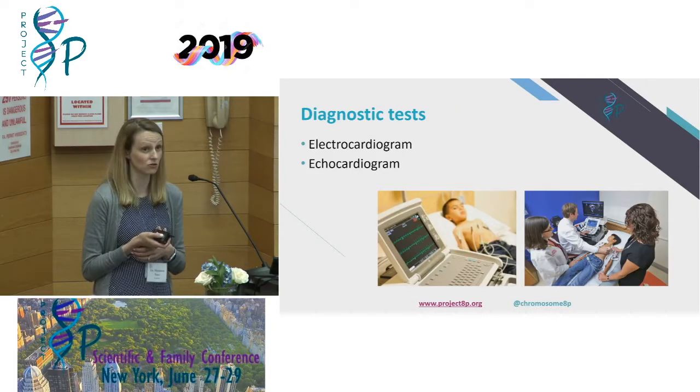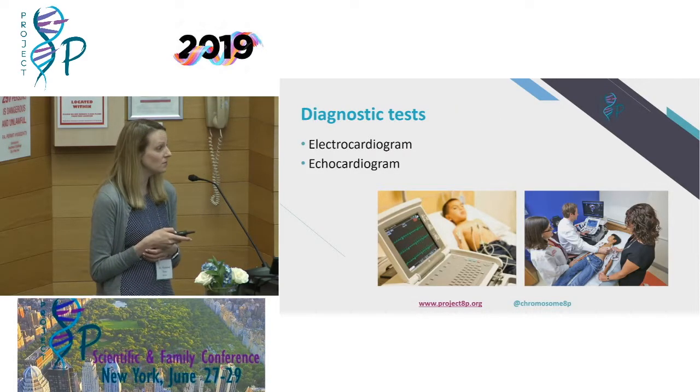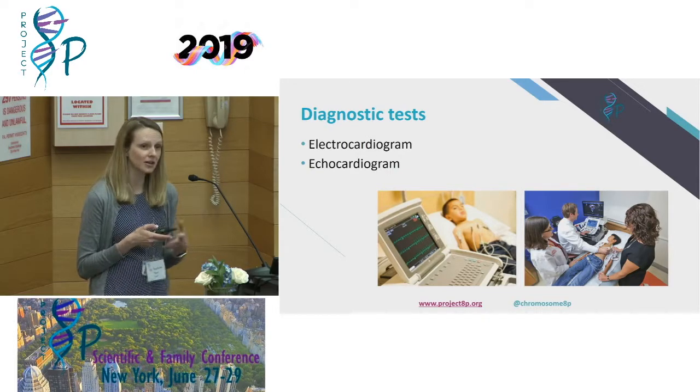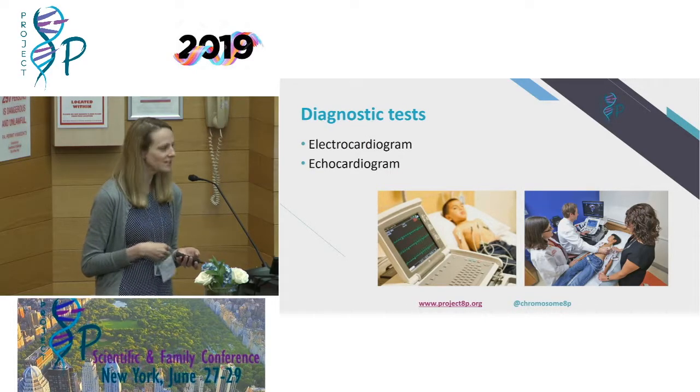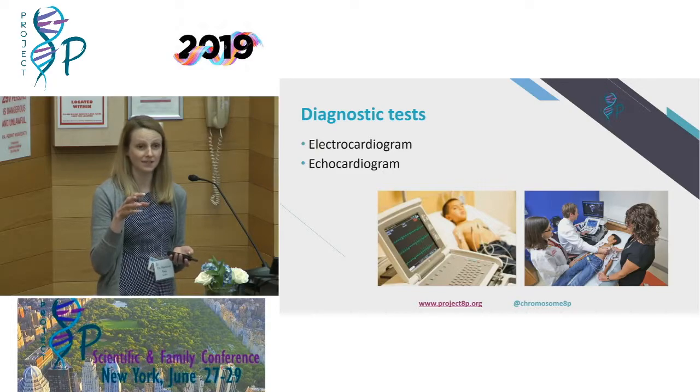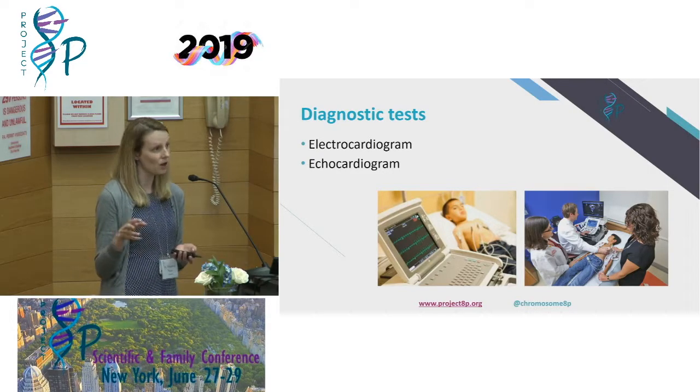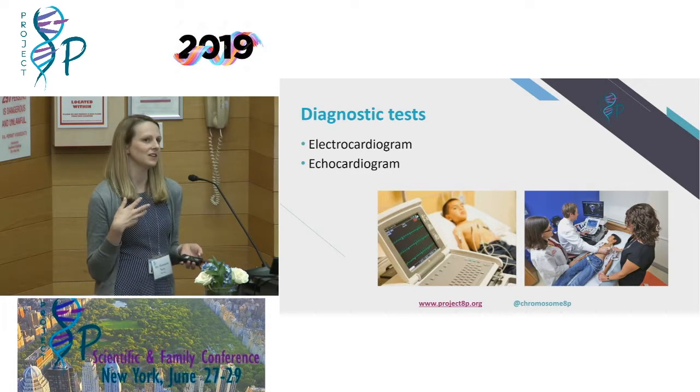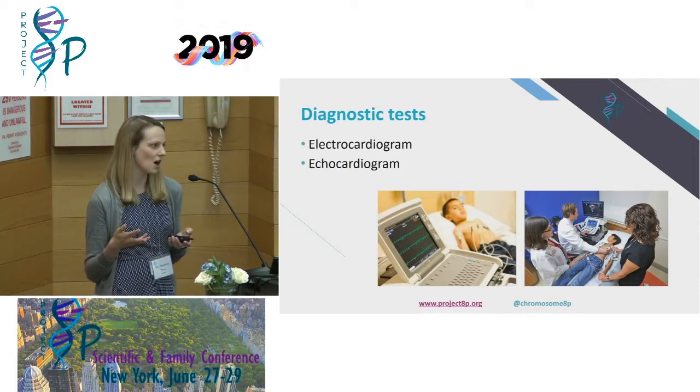So how do we diagnose congenital heart disease? Two of the most common tests are an electrocardiogram. That's where they put stickers on your chest and look at the electrical activity of the heart, which is what tells us about the heartbeat. And that can often give us a sense that something might be wrong and give us a hint that there might be congenital heart disease.